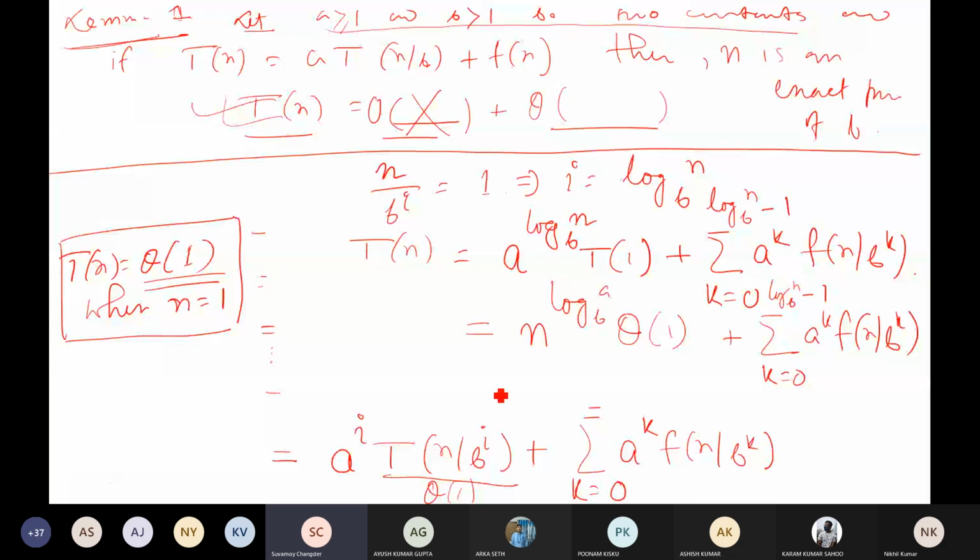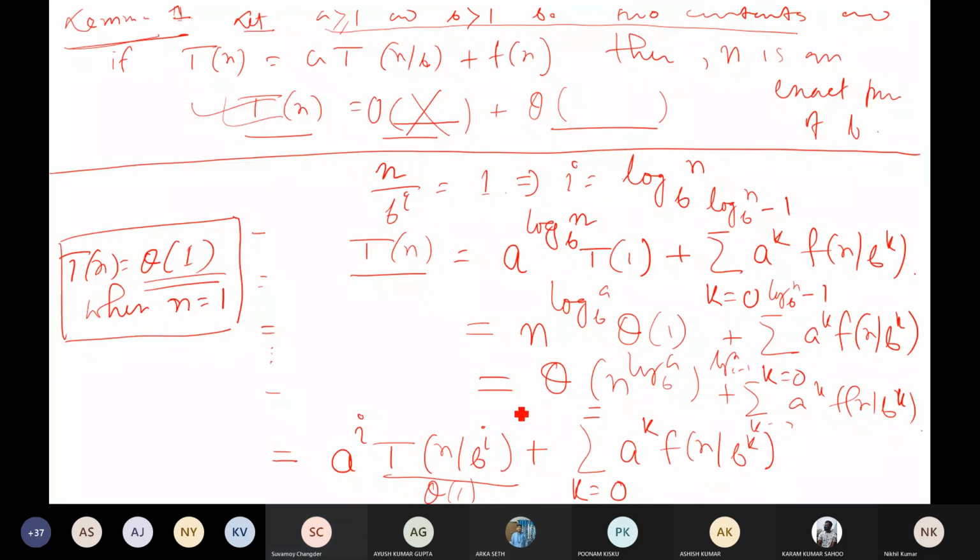That we can write as theta of n to the power log a base b plus this sum, the same thing, k equals 0 to log n base b minus 1, a to the power k f of n by b to the power k. Okay, so we have shown that T(n) can be written as theta of n to the power log a base b plus a sum of series.